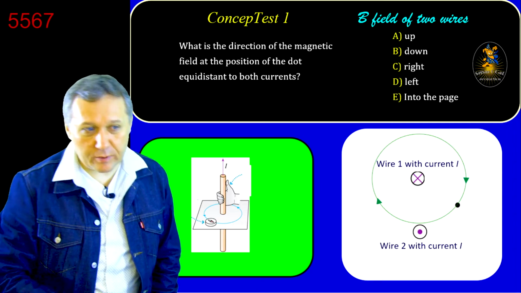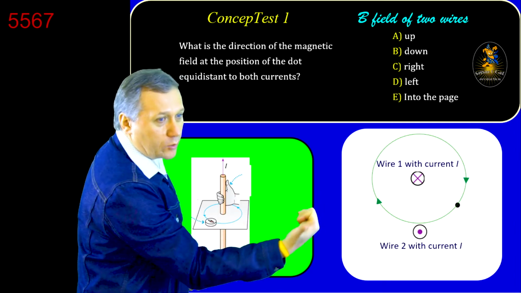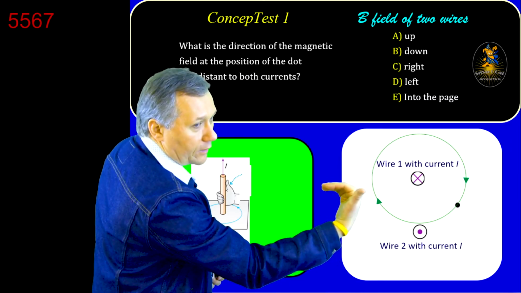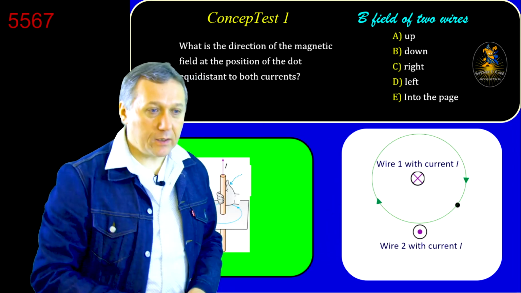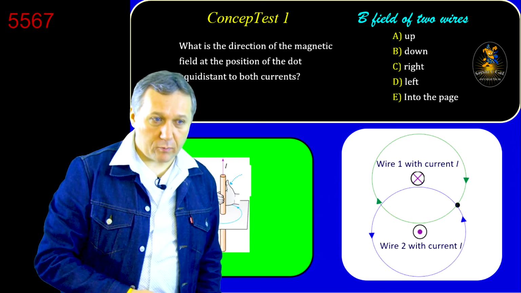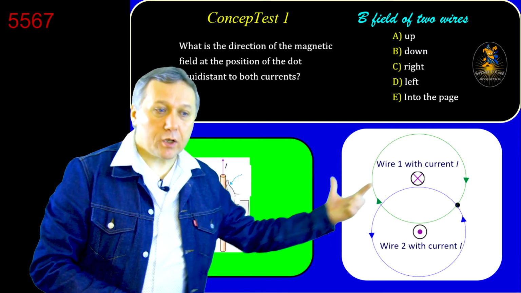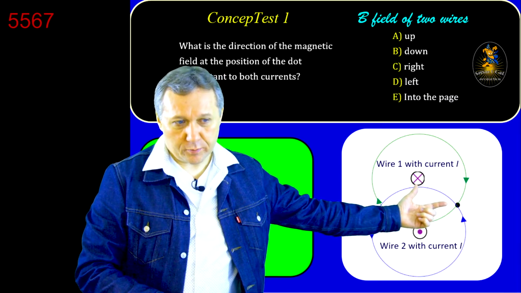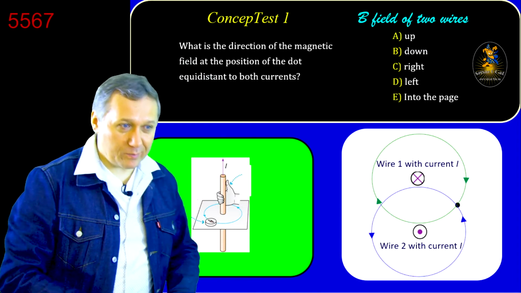Now let's do the same with the bottom one. So for the bottom, outstretch your thumb out of the board, out of the screen, right? And your curled fingers are going to give us the direction of the magnetic field line produced by the bottom wire, all right? And again, I picked the magnetic field lines which go through the point in question, through this point, right? So that's the blue one produced by the bottom wire.